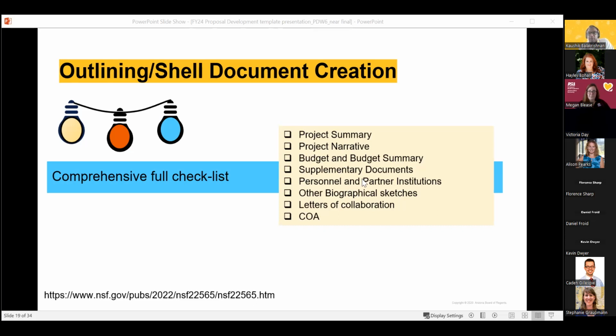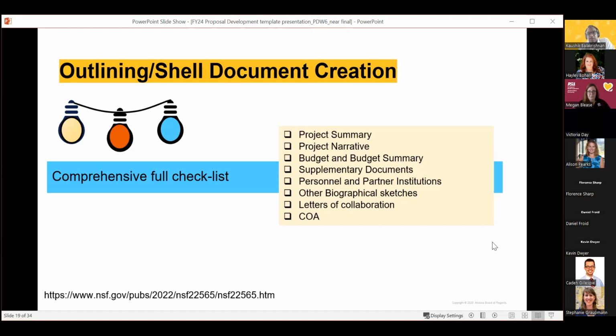You will also have a plethora of supplementary documents and other documents. And within this particular thing, they're asking for who are the personnel and which institution do they belong to, so that they have a comprehensive list of everybody involved. And then NSF has its own set of biographical sketches that need to be provided. You need to provide current and pending. You need to also have letters of collaboration, etc. So this way, you know all the activities you need to now tackle after reading the solicitation.